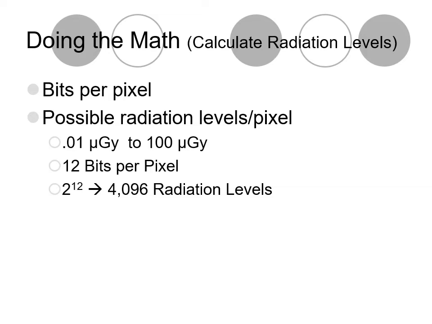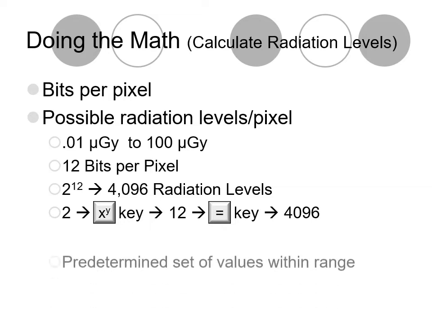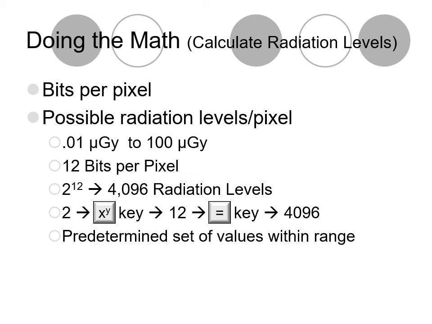If you want to do this calculation for yourself, your calculator needs to have an x to the y power key. If you have a Windows computer, the scientific calculator has this key. Press the 2 key, then the x to the y key. Then type the number of bits per pixel, in this case 12, then press the equals key to display your answer. It is the nature of computers to divide ranges of values in this manner. As I stated earlier, computers do not do infinite. Set ranges are required.